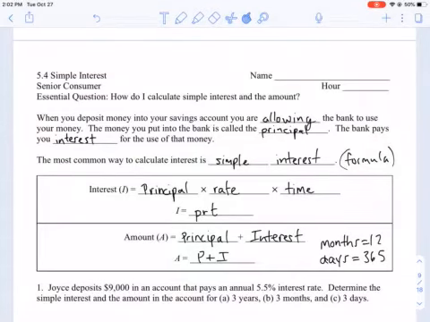All right, guys, hello. This is 5.4 Senior Consumer Math, Simple Interest. So hopefully this will be simple and you'll be interested.